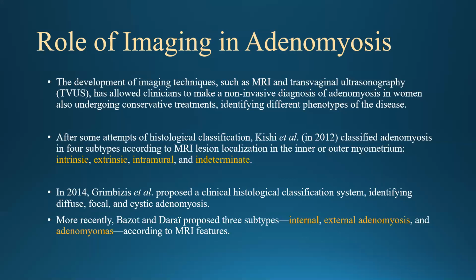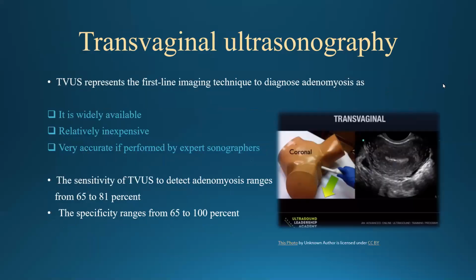So let's start by talking about the transvaginal ultrasound. Why is the transvaginal ultrasound important in adenomyosis? Because it represents the first-line imaging technique to diagnose adenomyosis. Why? Because it's widely available. Everyone has an ultrasound machine, right? Relatively inexpensive.